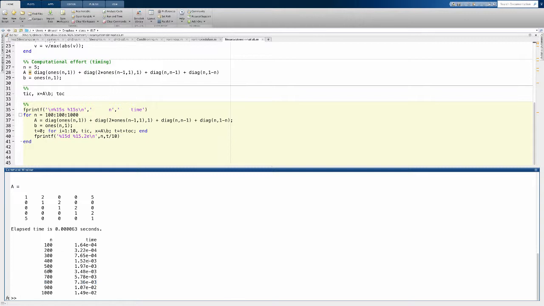So later on, we'll see how this effort might scale with n, but if you think about it, the size of the matrix is n squared. So if you go from 200 to 400, you've already got 4 times as many numbers to deal with. So it's not surprising that the time goes up by at least a factor of 4.